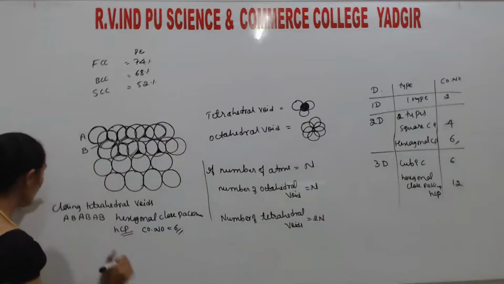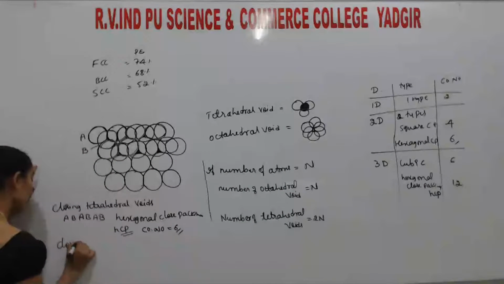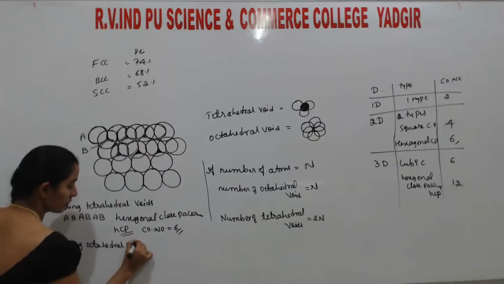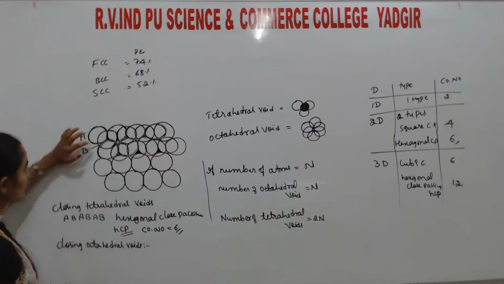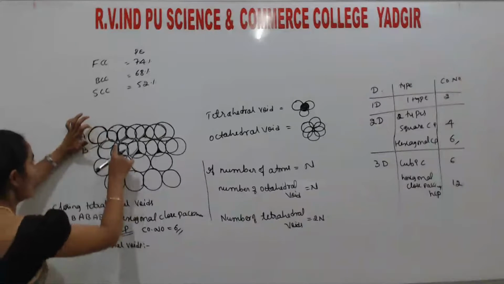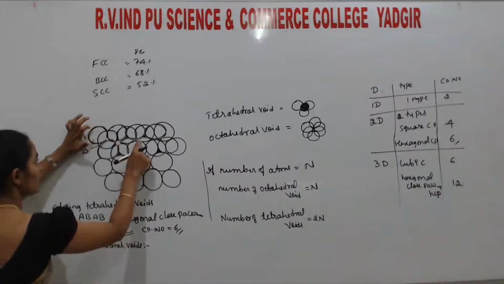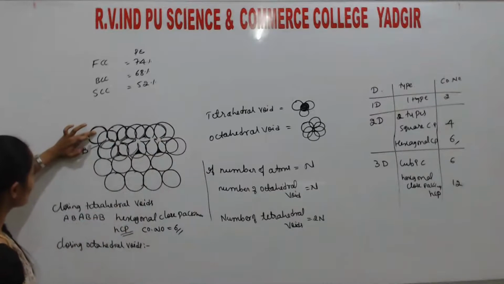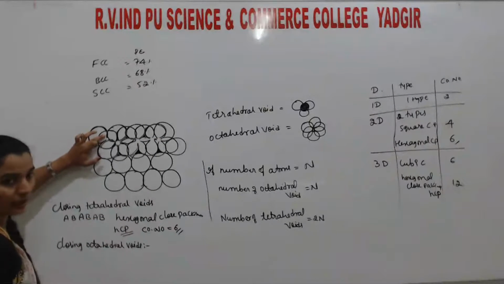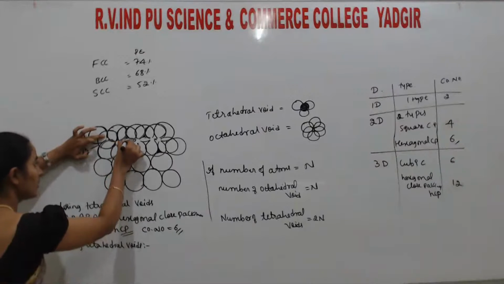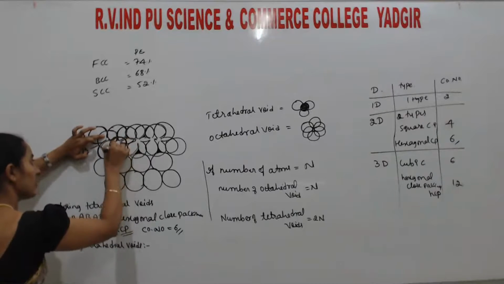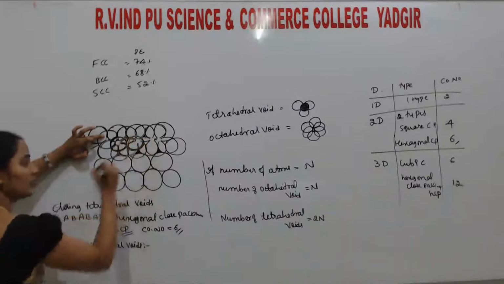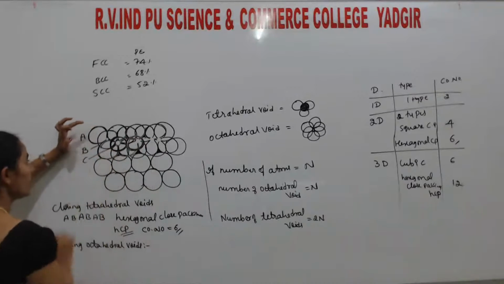Next, another one is closing octahedral voids. Listen, tetrahedral voids are here, octahedral voids are here. I'll just mark this. Octahedral voids are here. Then this is the first layer, A type. This is the second layer, B type. If the octahedral voids are here, the third layer should be placed here like this. Are you getting it? Then this is C type arrangement.